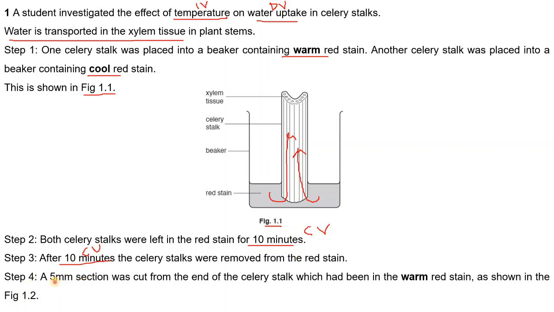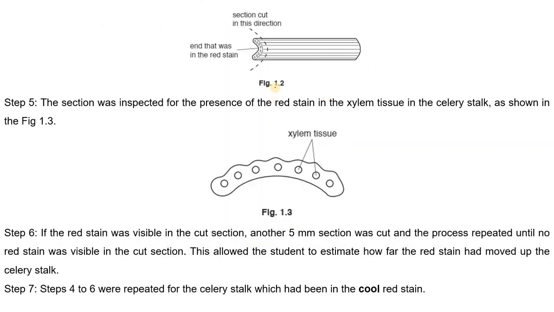Step 4. A 5 mm section was cut from the end of the celery stalk which had been in the warm red stain as shown in the figure 1.2. Now as a specific length section is cut, this will again become one more constant variable. So this is figure 1.2 as shown. The section is cut from the part of the celery stalk which is towards the red stain side.